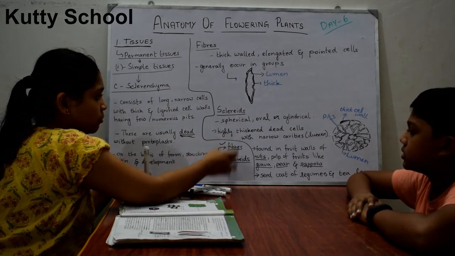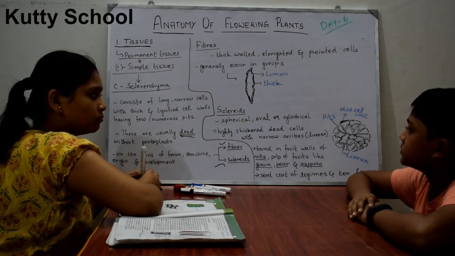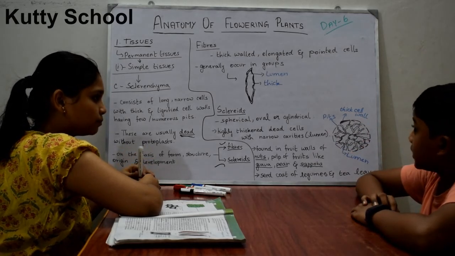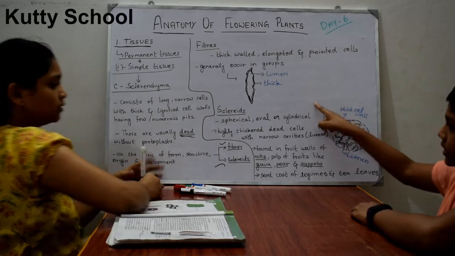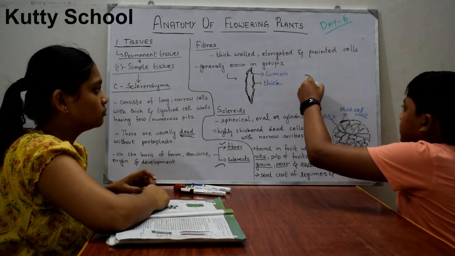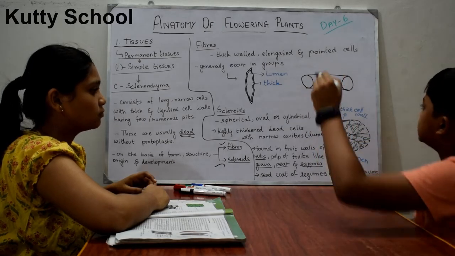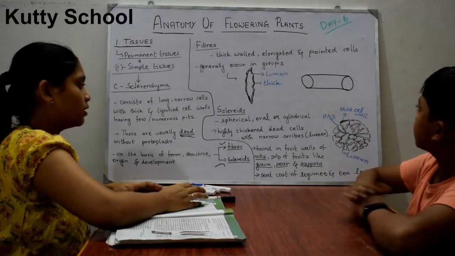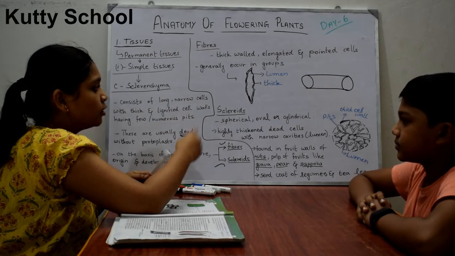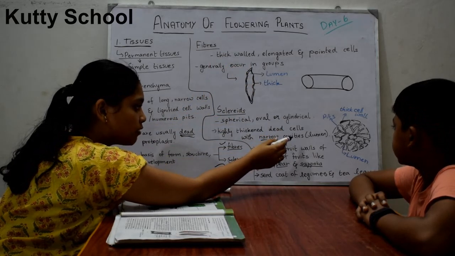Next we are going to see about sclereids. These sclereids are spherical, oval, or cylindrical in structure. Here also these are highly thickened dead cells with narrow cavities. They have very little lumen, a very narrow lumen, which is the narrow cavity.